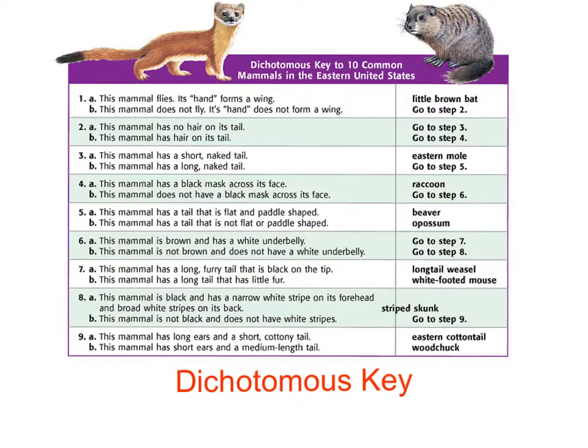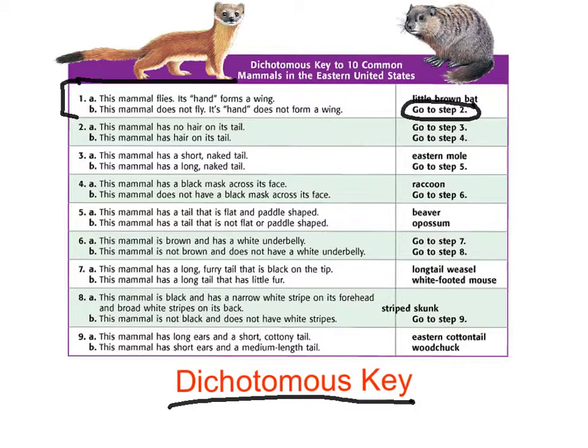To help identify unknown organisms, taxonomists have developed special guides called dichotomous keys. Using a series of paired descriptive statements or questions, the key aids identification. So a quick example would be using this organism. You'd go to question 1 and read through the statements and decide which one matches this animal. In this case, this mammal does not fly. Its hand does not form a wing. So we go to step 2.